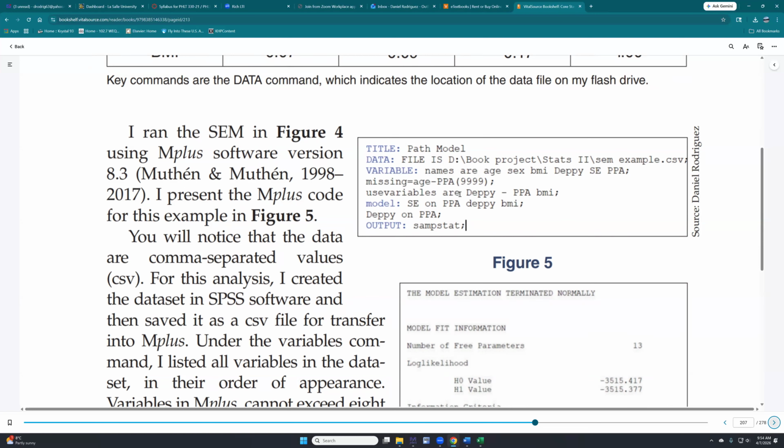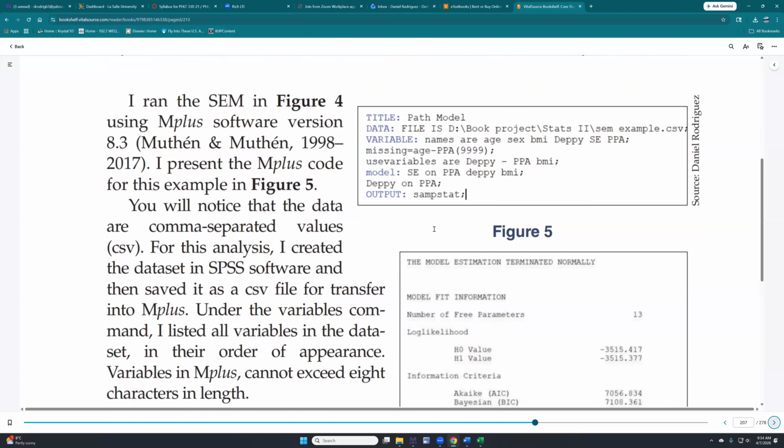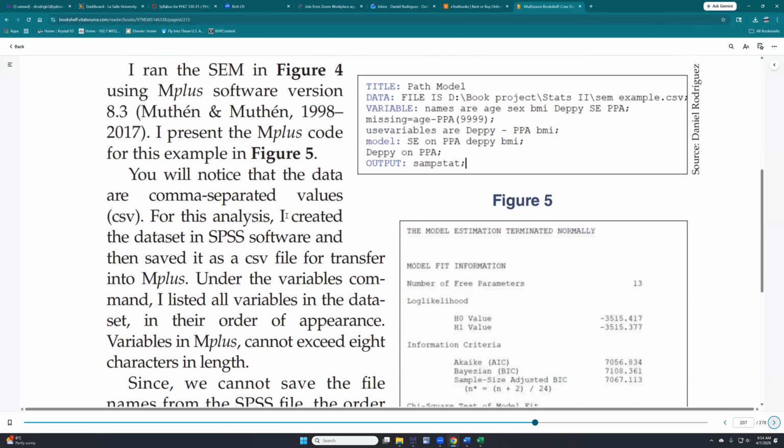User variables. So the variables we'll use for this analysis are these three: depression, self-esteem, and perceived physical appearance. And then I say this is going to be my model. So self-esteem is predicted by perceived physical appearance, depression, and BMI. And then also depression is predicted by perceived physical appearance. So that's basically what I'm doing here. I'm creating this model that we had, and that's exactly what you see in the picture. And then I want some sample statistics in the output. Okay.